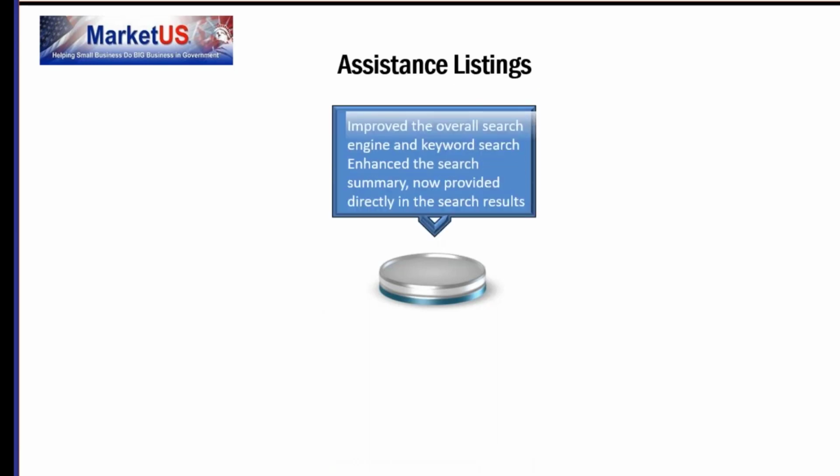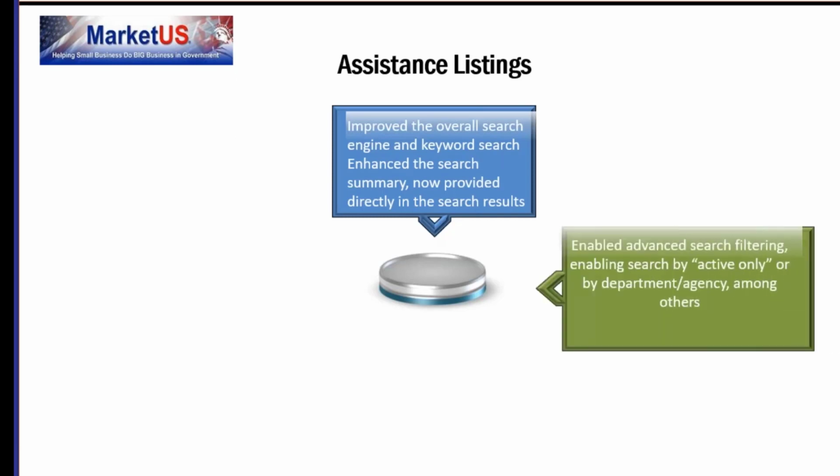Assistance listings. Kind of interesting. Had a young lady send me an email yesterday and said, I can't attend your webinar. I apologize, but where do I find grants? Guess what? It's under assisted living, assistance listings. I finally got tongue-tied. Very good. Advanced search filtering, active only, department agency, whatever. Yes, very, very expanded now.